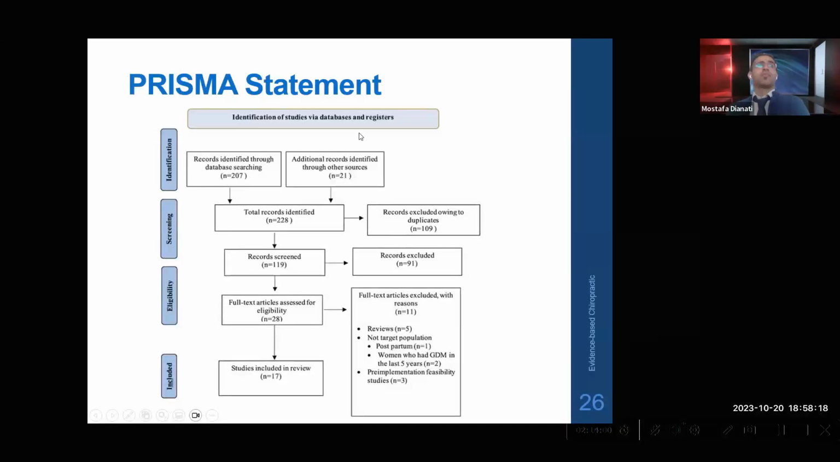Okay. In the previous slide, I showed you that. Please remember the PRISMA statement. The PRISMA statement is like this. First of all, identification of studies via databases and registries. Here we have a box about records identified through databases, I mean Scopus, Web of Science, Google Scholar, PubMed, and so on. And here it's about other sources that you may reach by finding in Google or in any library and so on. Then we have the total records.